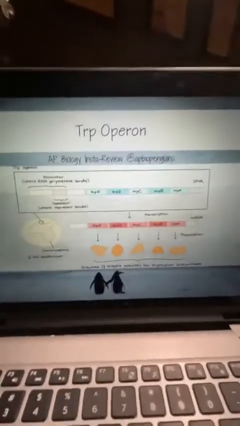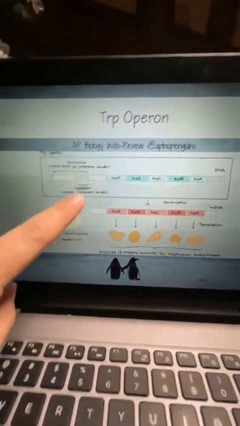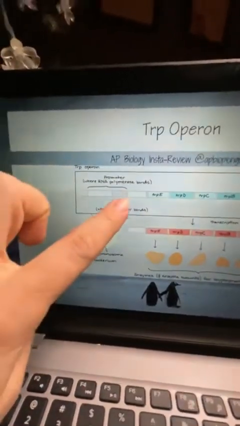So it's like a big relay effect almost, right? So let's look at a picture of it to make sure that we understand what's happening. So here is our trp operon in its normal format, like when it's first made, right? Because the repressor is inactive, it's not binding to the operator.